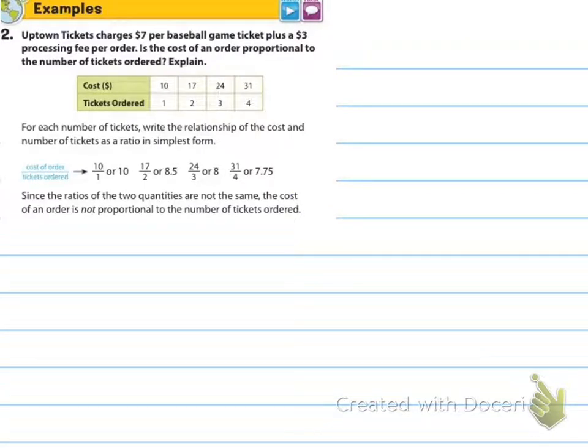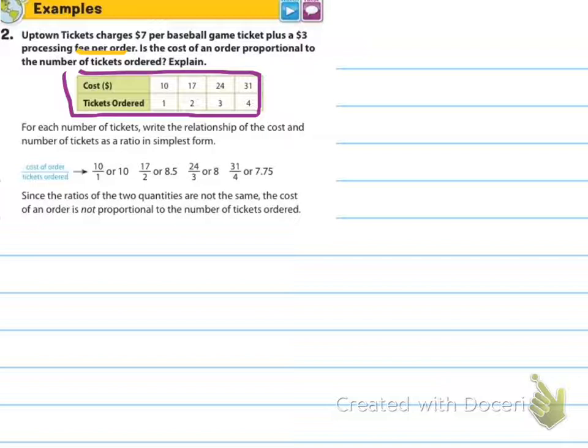Example number 2, again, I'm going to have you go ahead and copy down this table. So example number 2 says the cost is $10 for 1 ticket ordered, $17 for 2 tickets ordered, $24 for 3 tickets ordered, and $31 for 4 tickets ordered. And the story says the Uptown Tickets charges $7 per baseball game ticket plus $3 for processing fee per order. So per order is the important thing to read here. So it says, is the cost of an order proportional to the number of tickets ordered? Explain.